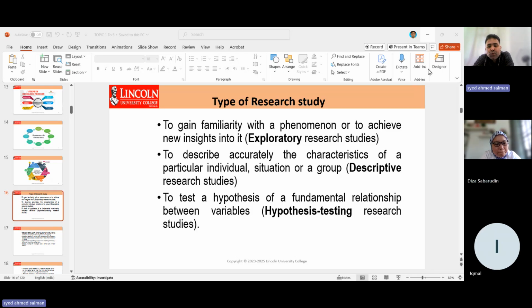To test a hypothesis of a fundamental relationship between variables, hypothesis testing research studies. Okay, do you have any doubt in any type of research? No, sir. Clear. Okay.